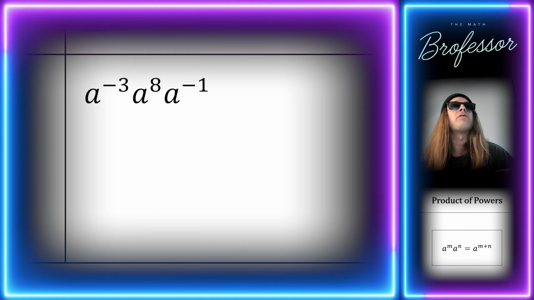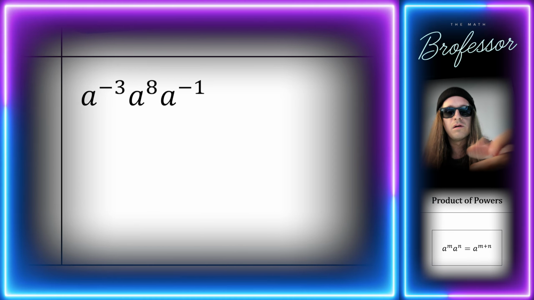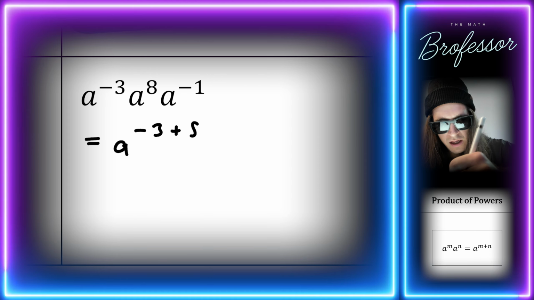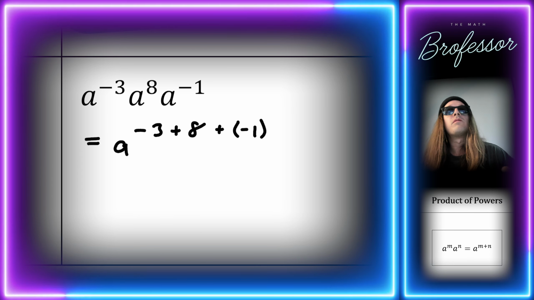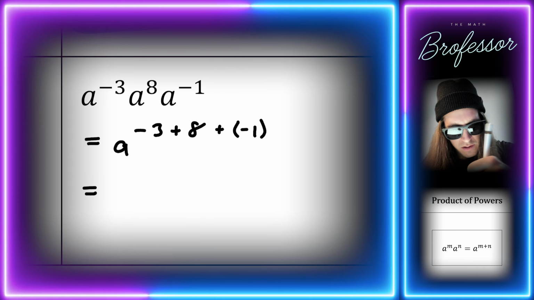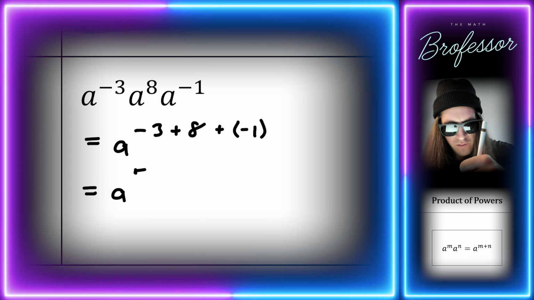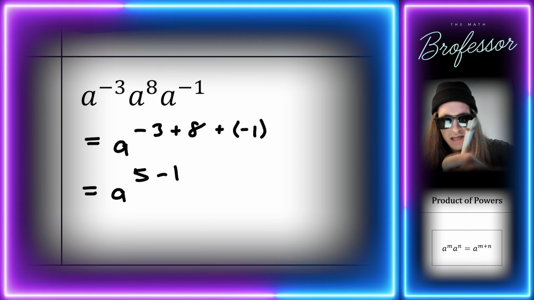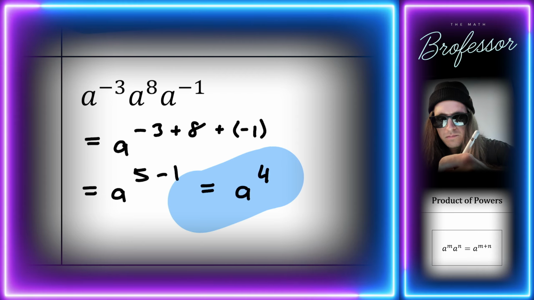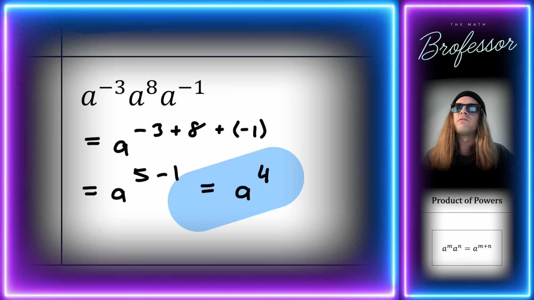All right, here we have one variable, but 3 terms. This is going to be a to the -3 plus 8 plus -1. Right, because we are using product of powers here, so we're technically adding. However, let's do -3 plus 8 first. -3 plus 8 is 5, and then plus -1 is the same thing as minus 1, so this becomes a to the fourth. It's a to the fourth right there.